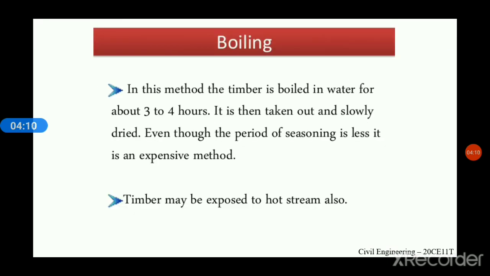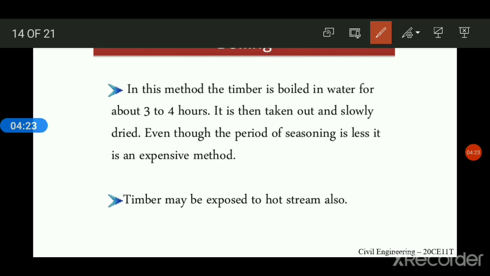So after water seasoning, the next method is boiling. It is boiled in water for 3 to 4 hours, then it is taken out and dried slowly. Even though the period of seasoning is less, as I told earlier, in artificial methods the seasoning will be very less than natural seasoning.